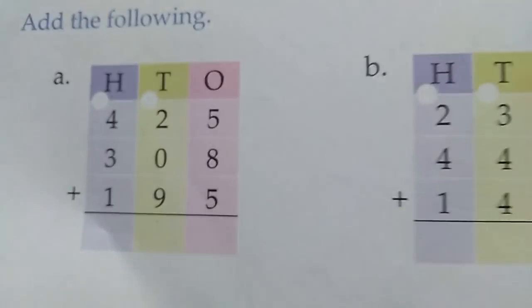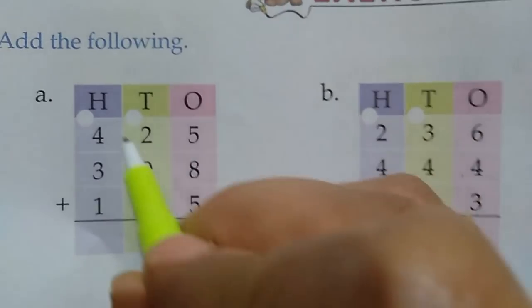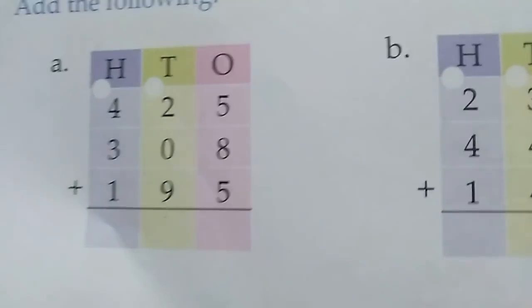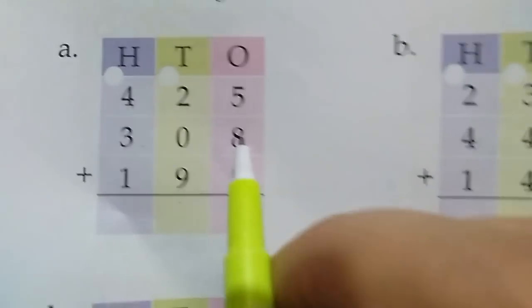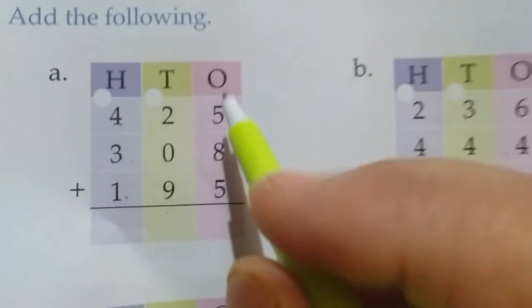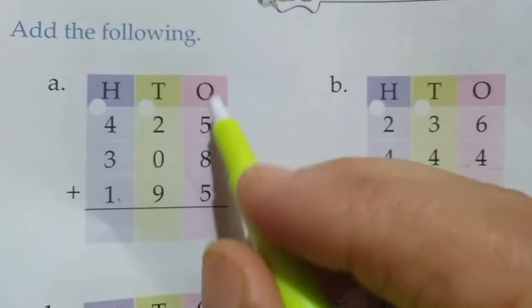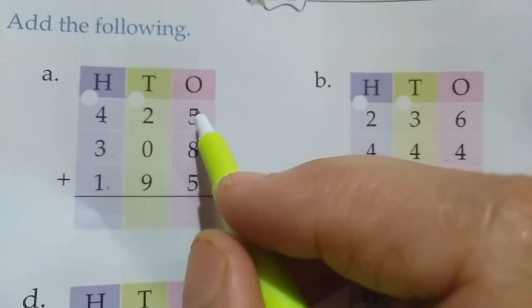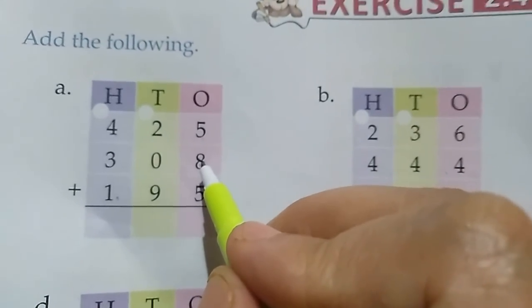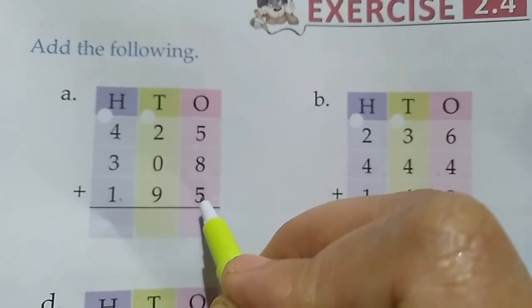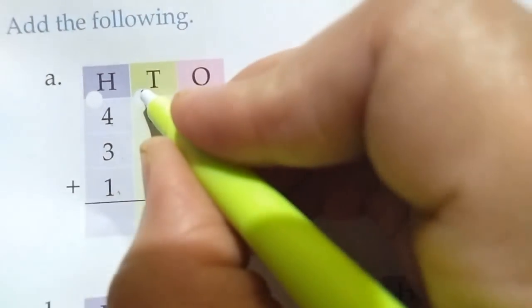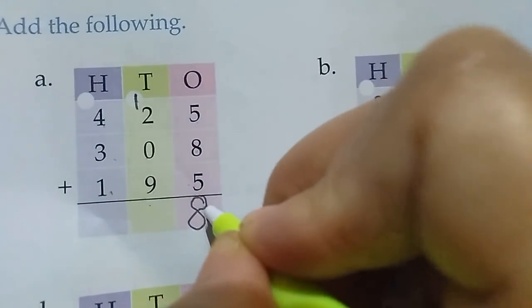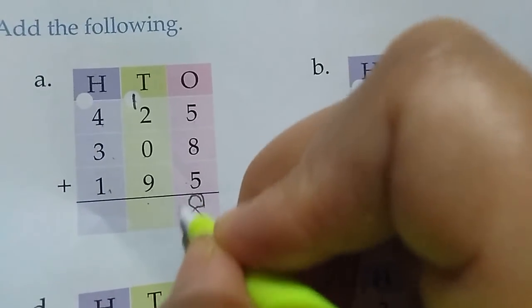Let's do the first one. The numbers which we have to add here are 425 plus 308 plus 195, okay. We start addition from ones place only. So 5 plus 8 is 13 and 13 plus 5 will be 18. So we got a 2-digit number. We will write here 8, and the 1 of this 18 will be carry forwarded to the tens place.